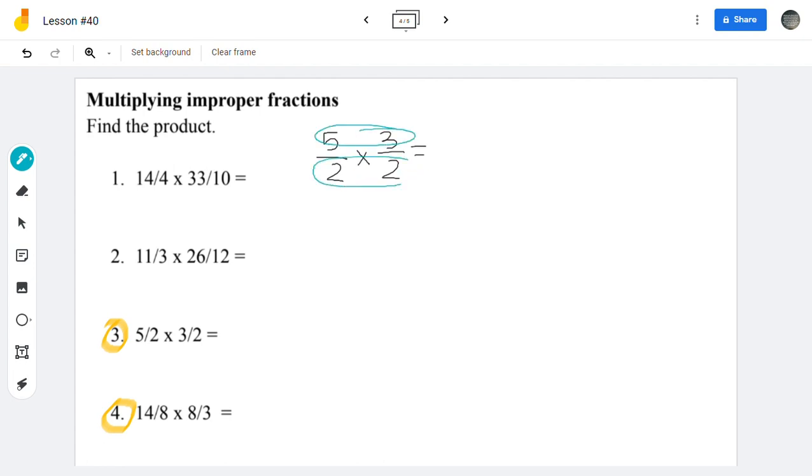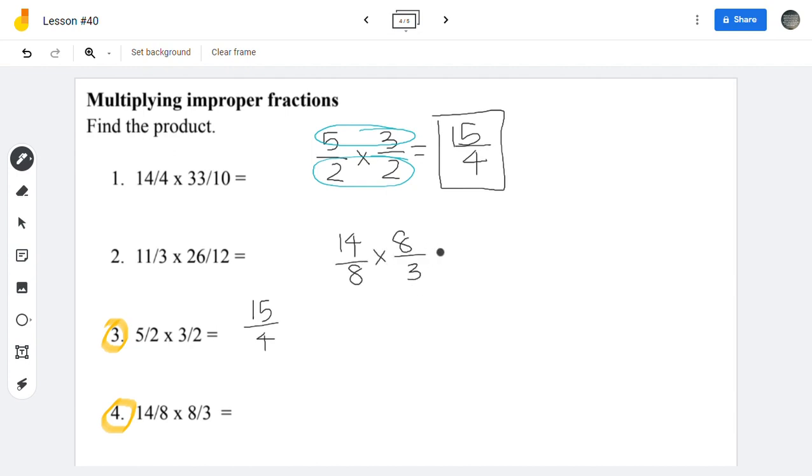The numerator times the numerator, denominator times the denominator. So you'll be left with 15 on the numerator and 4 on the denominator. Now always check if you've simplified all the way, and in this case 15 over 4 is simplified all the way. Now for number 4, 14 over 8 times 8 over 3.